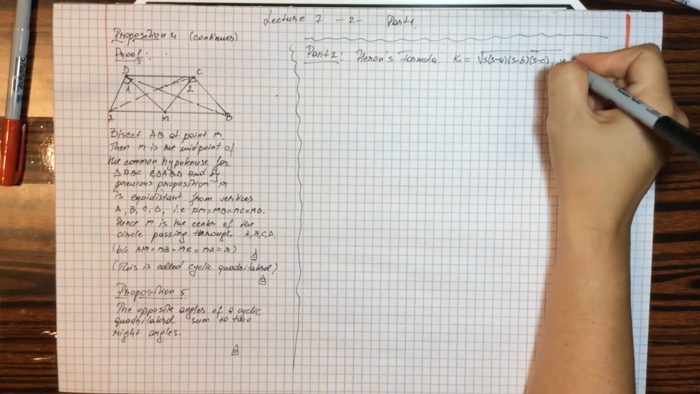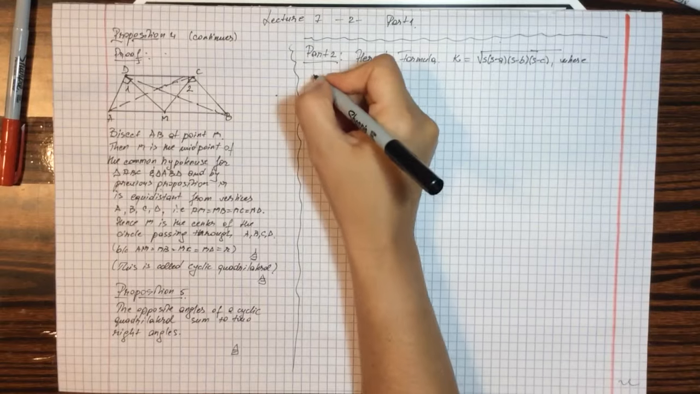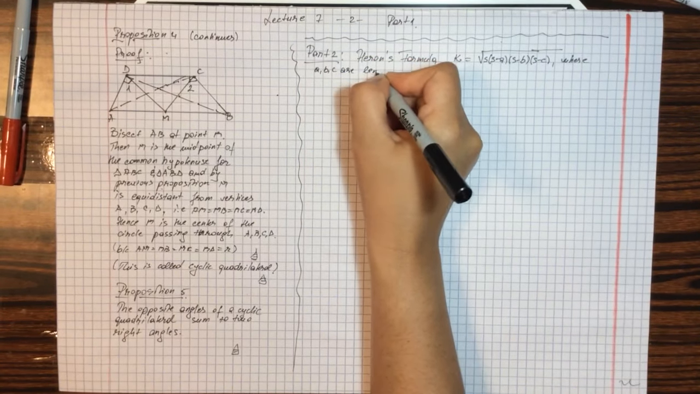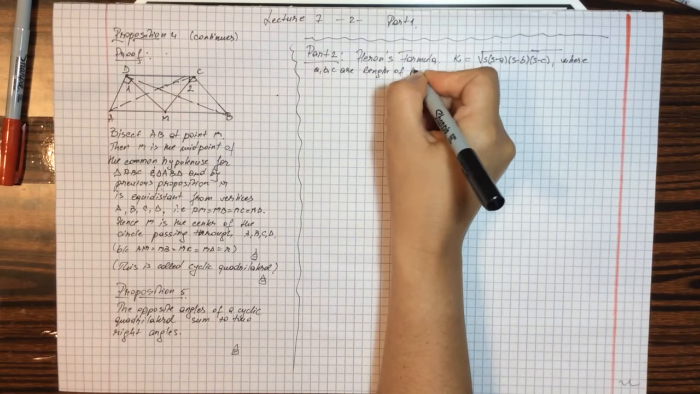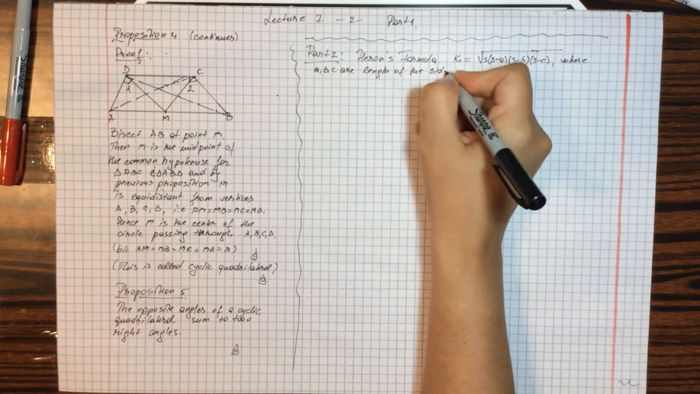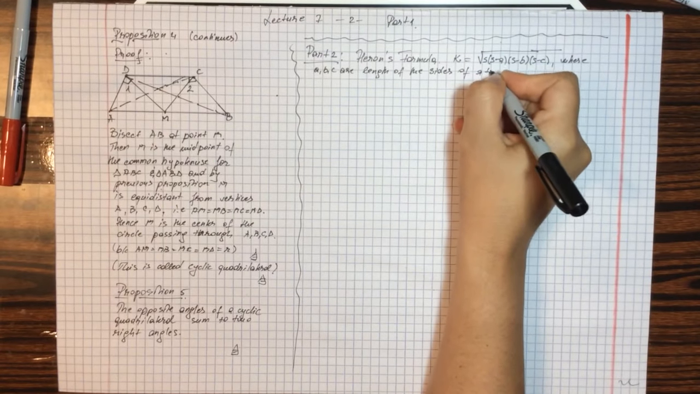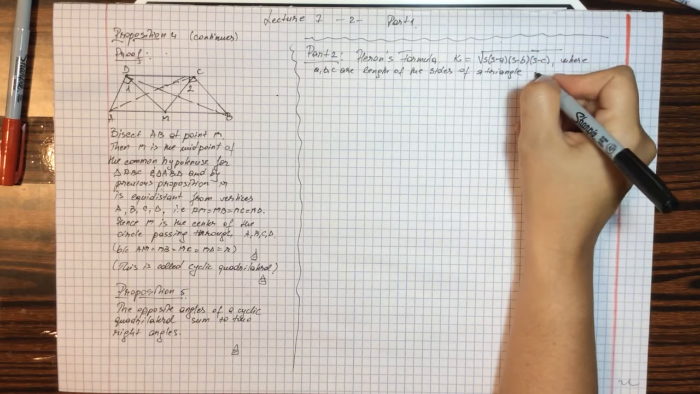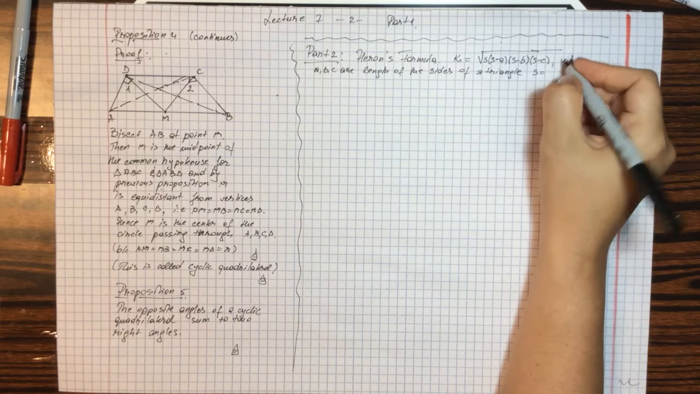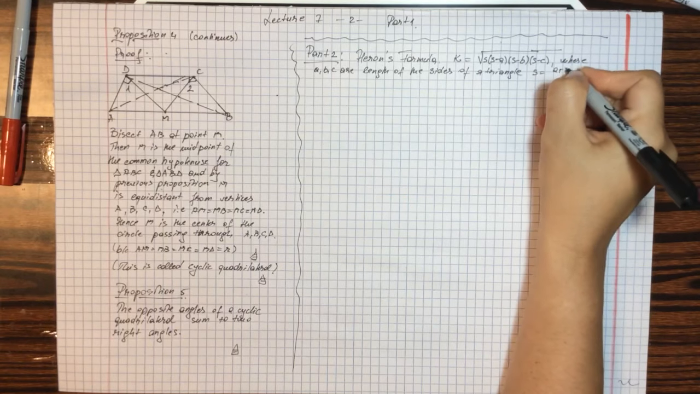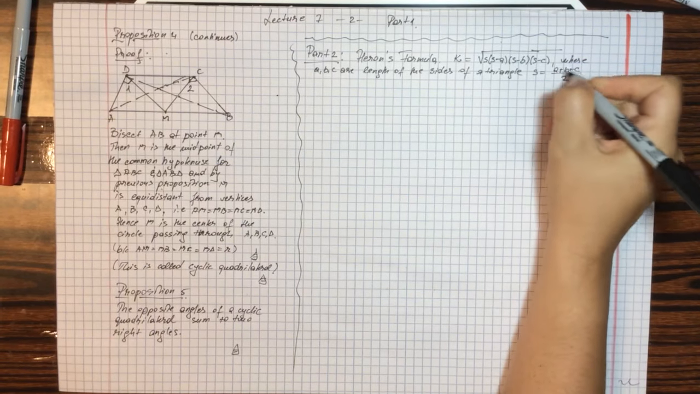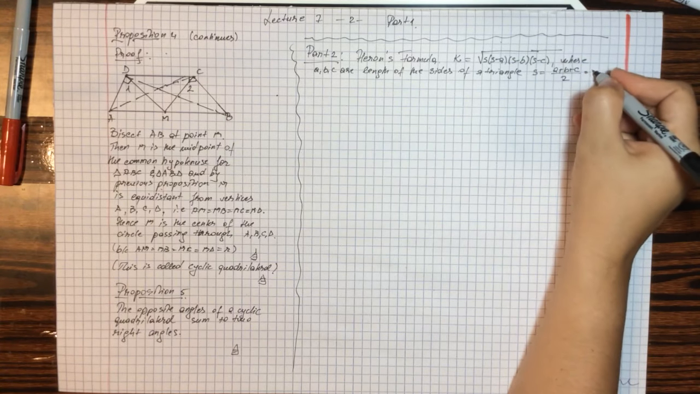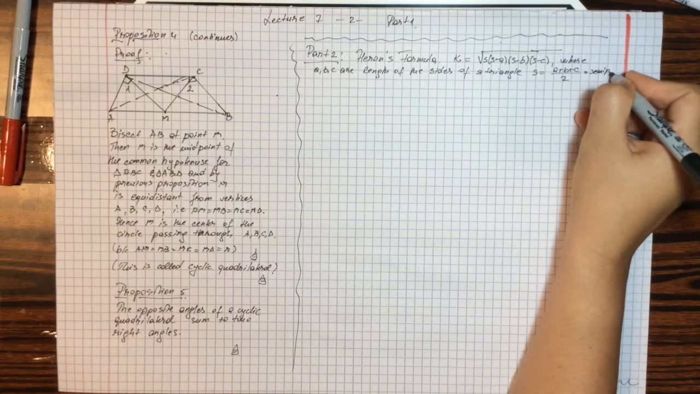So where a, b, c are lengths of the sides of a triangle, and s is the semi-perimeter of the triangle, defined as a plus b plus c over 2, so the sum of the lengths of the sides of the triangle divided by 2, otherwise known as the semi-perimeter.